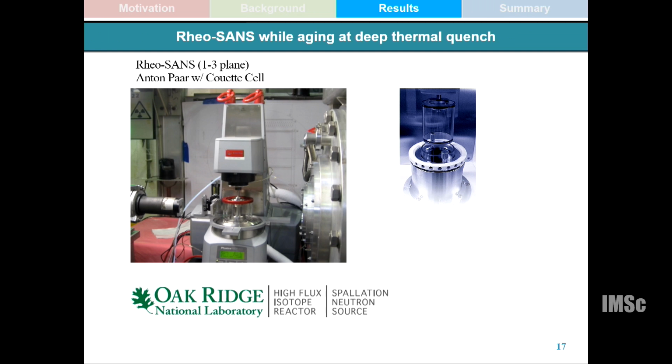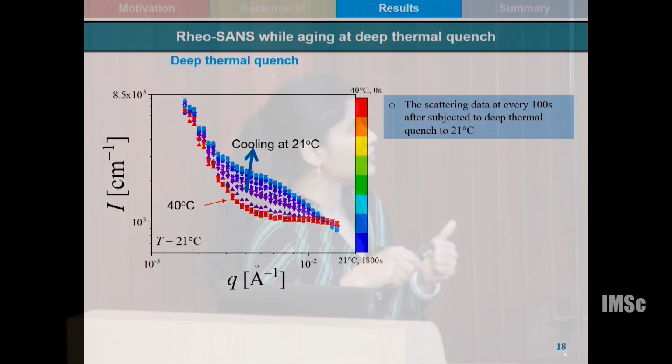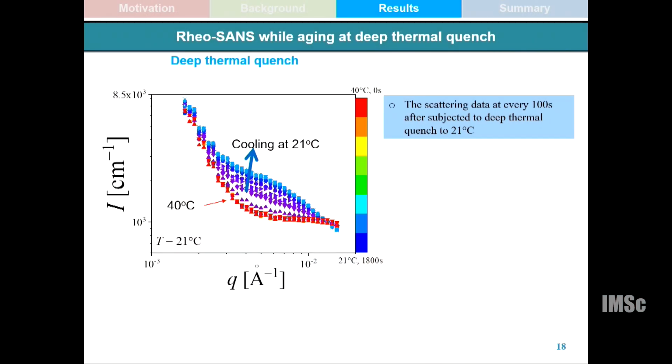We now go on to do some neutron scattering experiments to gain the actual microstructural insights of what is happening to the system upon deeper thermal quench. So we do the experiments at Oak Ridge National Laboratory where we use an Anton Paar rheometer, and we do a similar experiment where we give the system a sudden temperature shock from 40 to 21 degree, which is the target temperature over here, and we collect the intensity of the scattered neutrons as a function of Q, and we plot it as a function of different time intervals. As aging proceeds, how do the intensity curves shift?